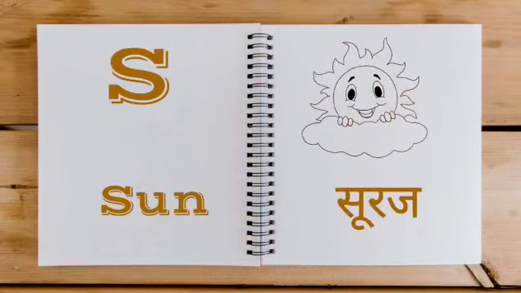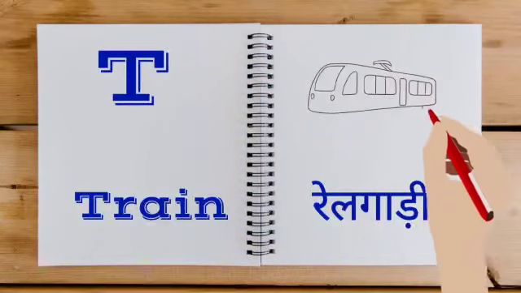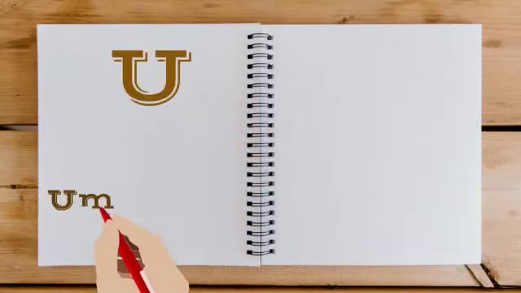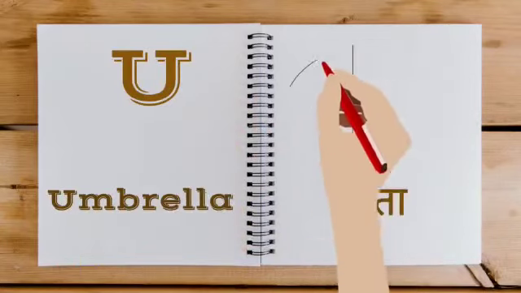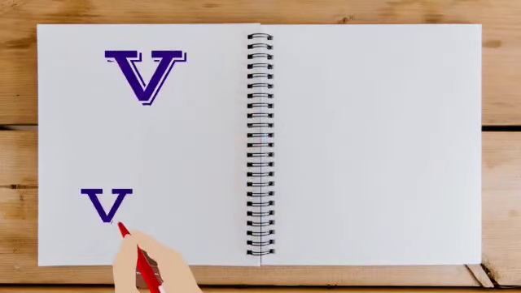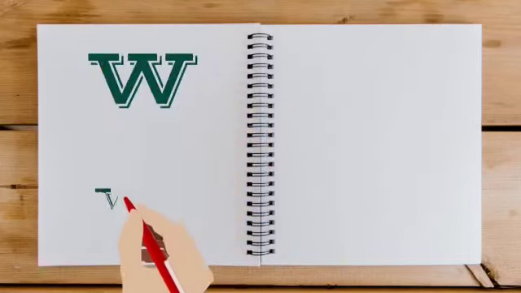T for train. Train means railgadi. U for umbrella. Umbrella means chhata. V for van. Van means van. W for wolf. Wolf means bhediya.